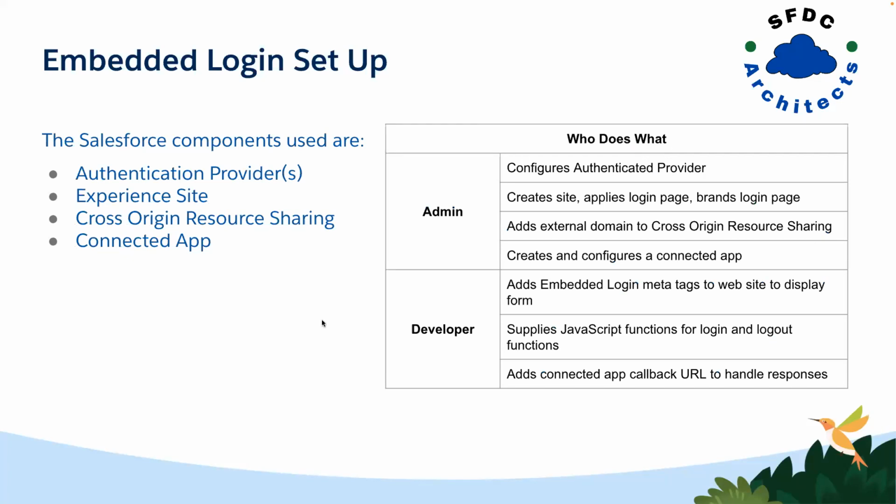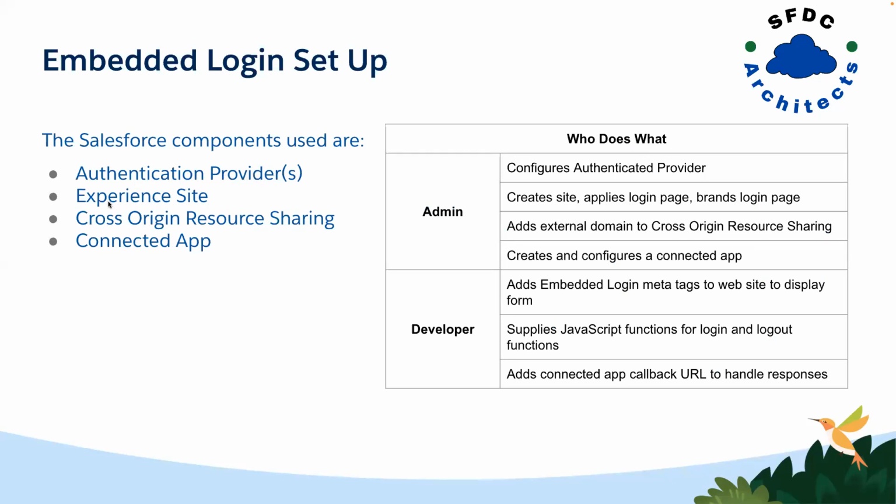The components for setting up embedded login: you're going to be creating an authentication provider, and this is going to be maybe a social sign-on tool like LinkedIn, Google, Facebook, or you can use OpenID Connect to do your own authentication provider, maybe you're using yahoo.com to log in or your own service. That's when you would use OpenID Connect for your authentication provider.